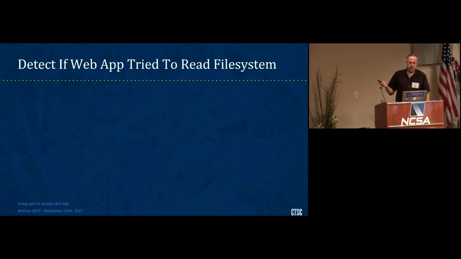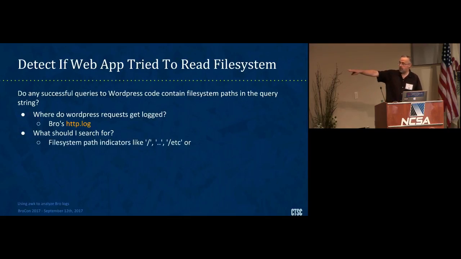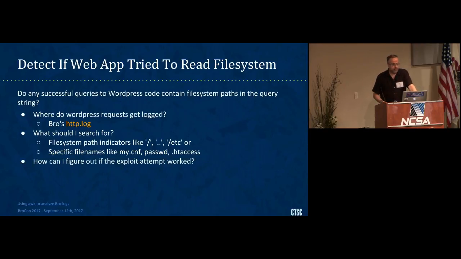Another thing we might want to do is detect if a web app tried to read the file system. You can do this also with the HTTP log, like if somebody's trying to exploit something in WordPress to see if it can read some file on the Unix file system. So what would we search for? Well, we'd search for something like a file system reference indicator, like a slash or a dot dot, or a specific directory like /etc, or specific interesting file names like my.conf, or passwd or htaccess or something that an attacker might want to read.